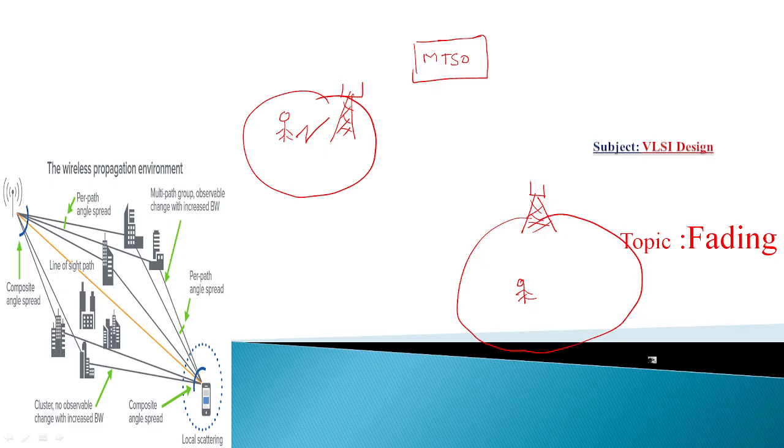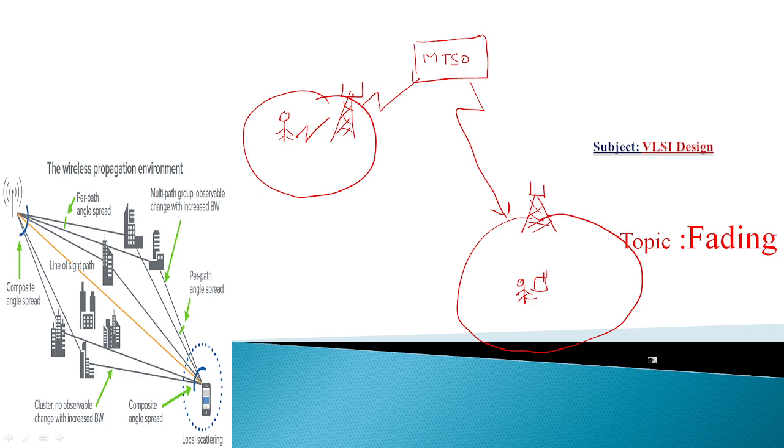So here the first signal is received by the MTSO, and the MTSO will find out the receiver address and connect it to the receiver address. Then from this, the signal needs to be received by the receiver mobile.